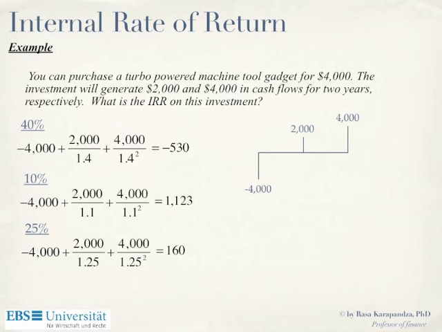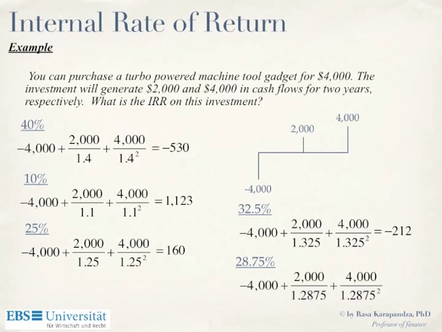Now we know that we are between 25 and 40% because one is positive and one is negative. So let's take a number between 25 and 40. This is 32.5%. What's the net present value at 32.5? It's minus 212. Okay, now we know that we are between 32.5 and 25. That's 28.75. So we get a number of minus 33. And you see we are very close to the solution just after 4 steps. The proper solution is 28.08 or something like that.